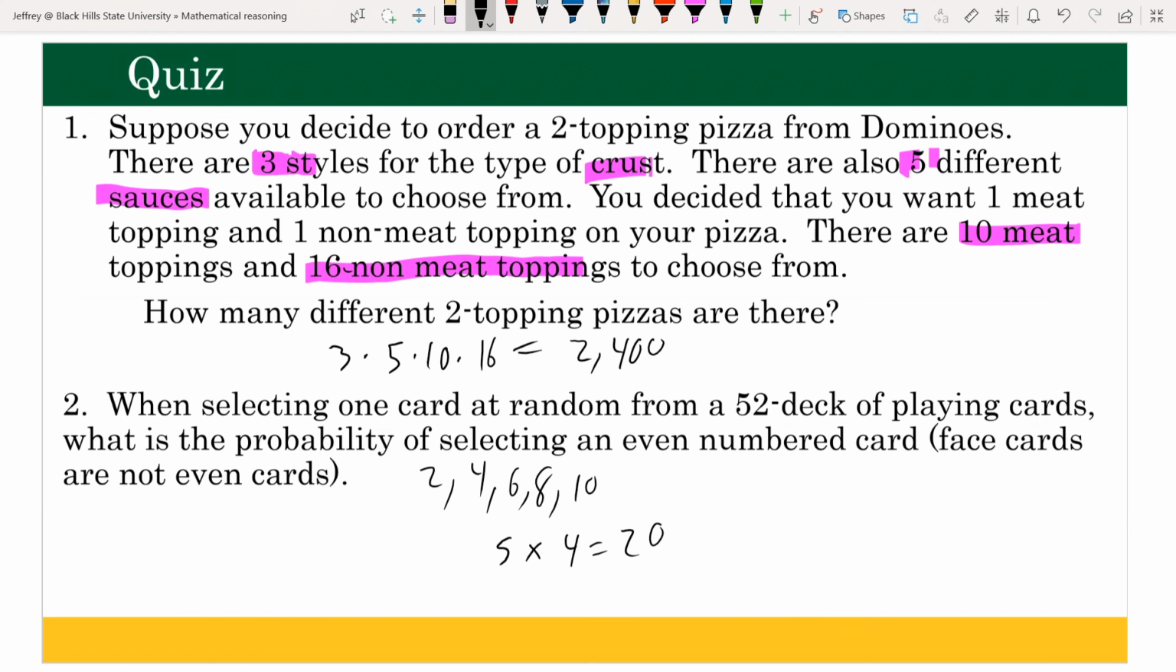So that means that our probability of getting an even card is equal to 20 out of the 52. This simplifies down to 5 out of the 13, or we get 38.5%.